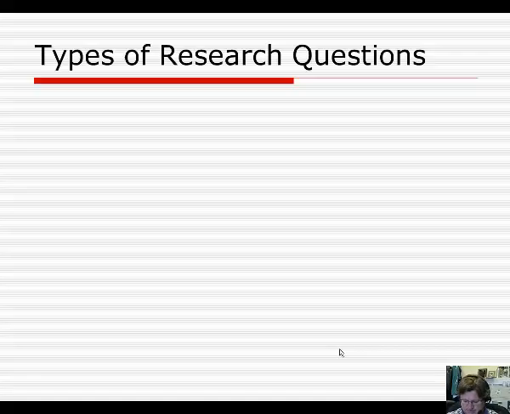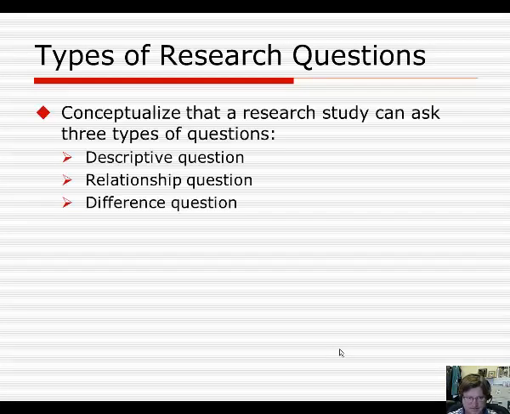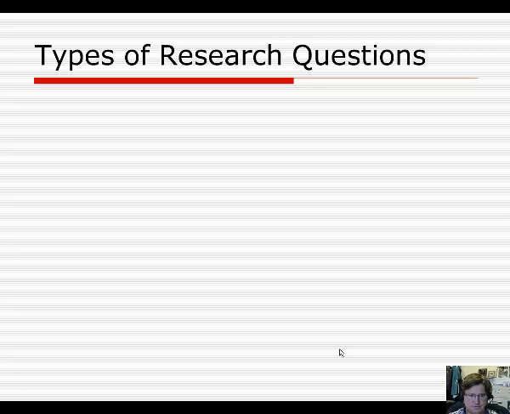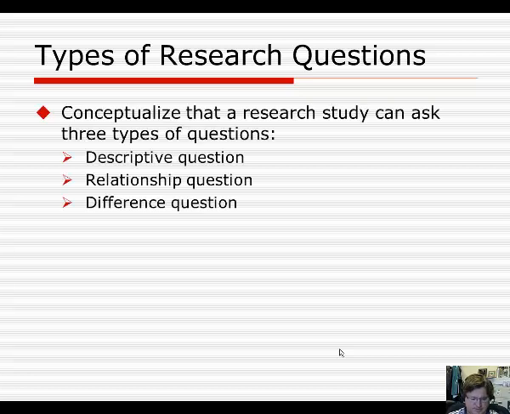Alright, types of research questions. Sorry, bouncing around there a little bit. Here we go. So it's possible to group research questions into 3 basic categories: descriptive questions, relationship questions, and difference questions. You might ask, well, why do we need to do that?